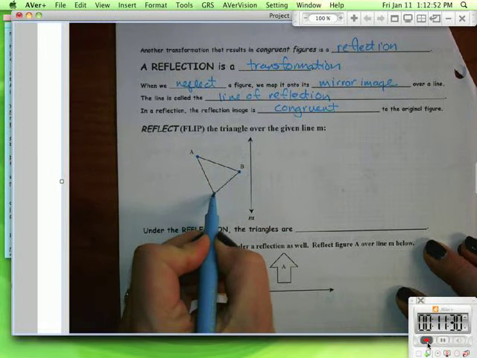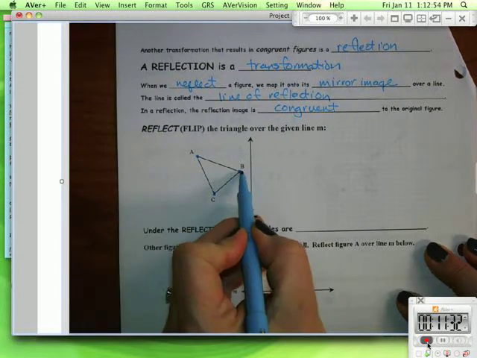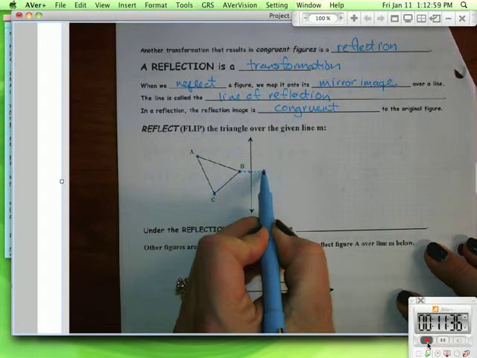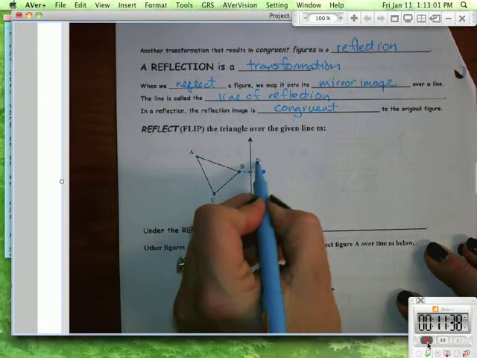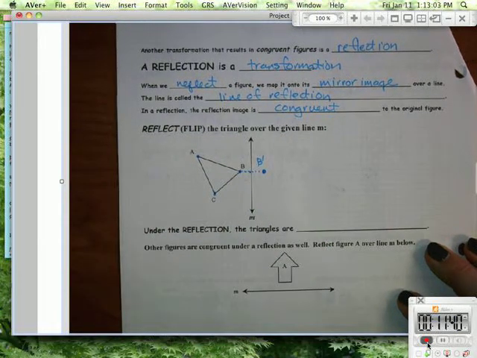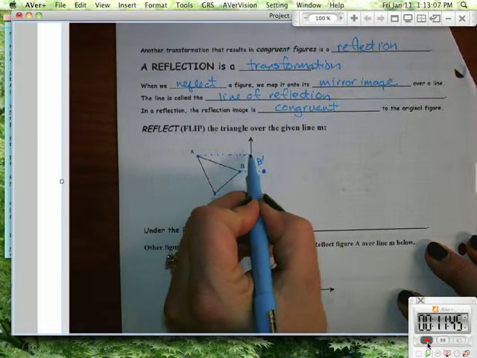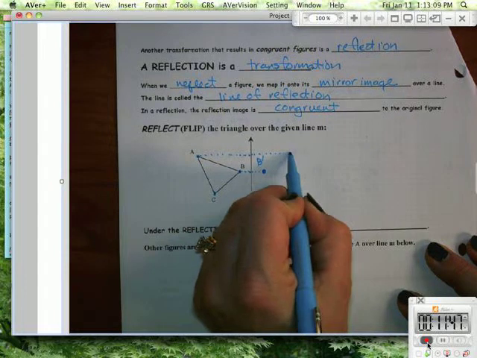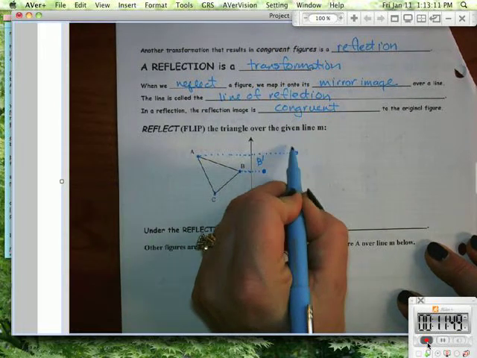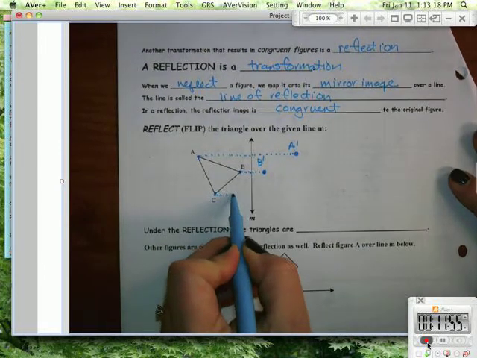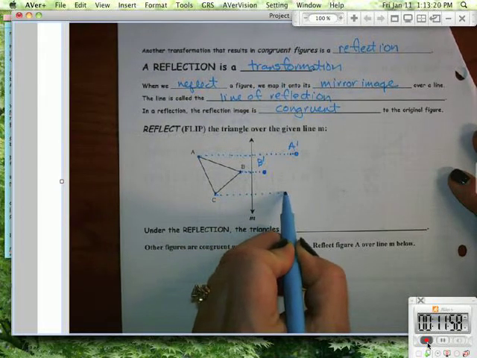It's easiest to go by the point and say, this point is about this far from the line, so I'm going to go on the opposite side about the same distance. And I'll have B prime. A is about this far from the line, so I'm going to go about the same distance here. It may not be exact, but it's pretty close. And the same thing with point C. I'm going to say it's about that far.